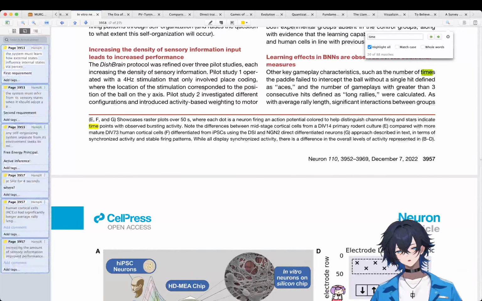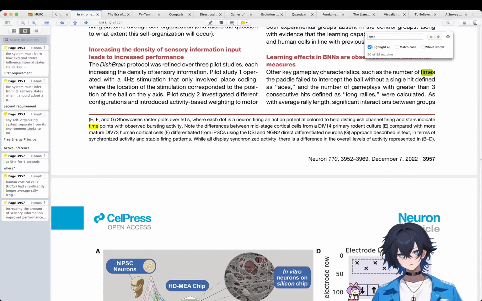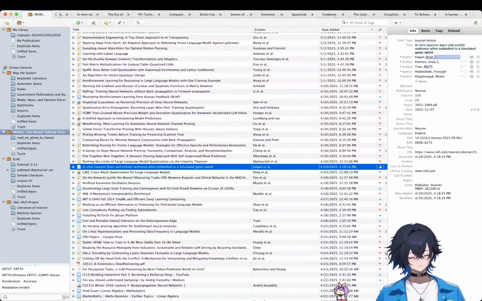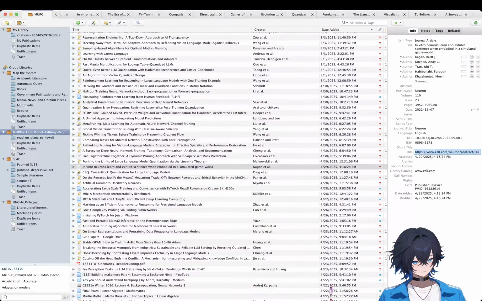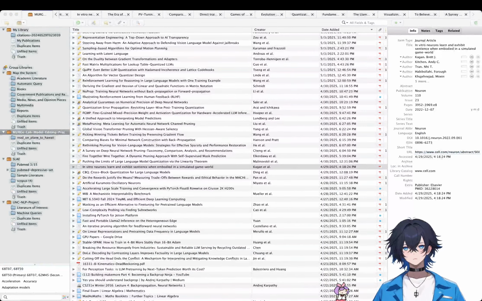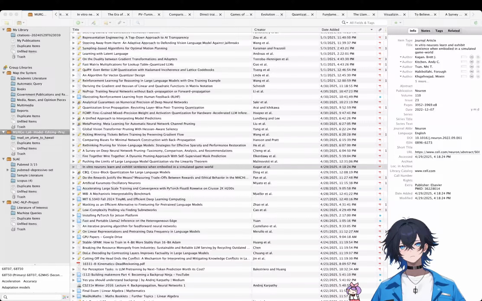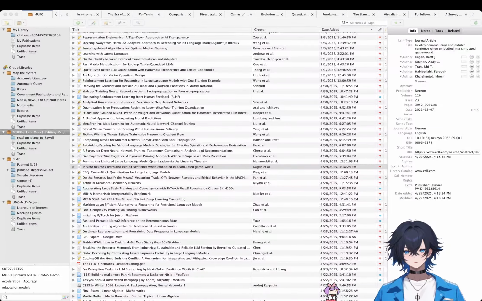Okay, this is the job, I think, at this point for some automated reading software. Because, I mean, this is kind of ridiculous.